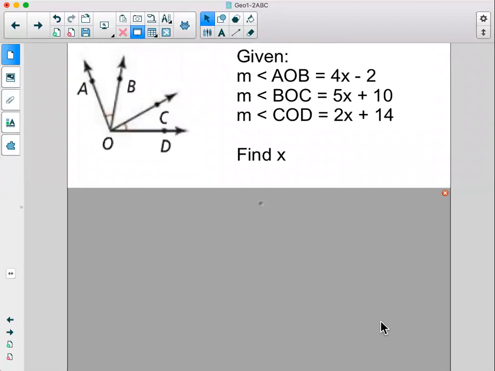All right, pause the video, practice on your own paper, and then press play.